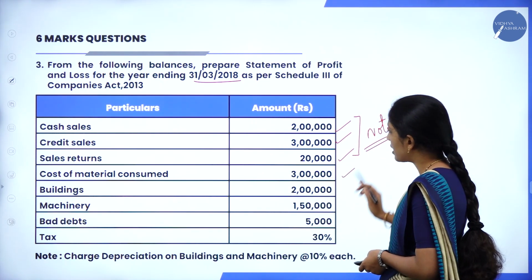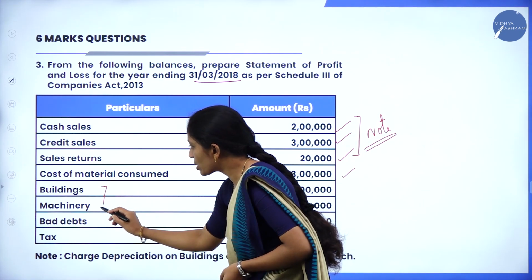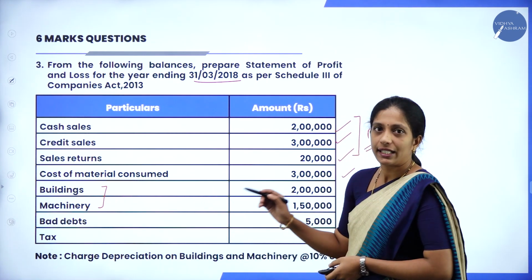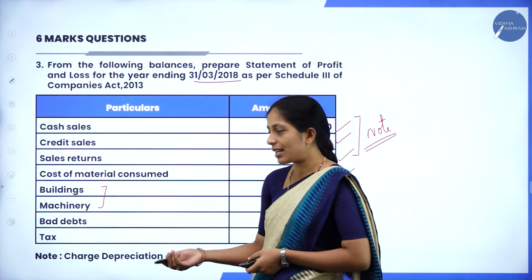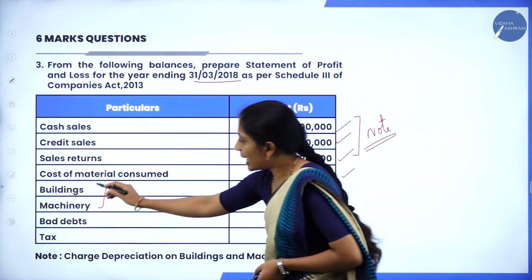Next, cost of material consumed we can write directly. Building, machinery. So whether these two items come? No, they come under balance sheet. Now why they have given, I'll tell you why these two items have been given. Bad debts. Bad debts come under other expenses. Tax they have given 30%. Now why these two items are given?